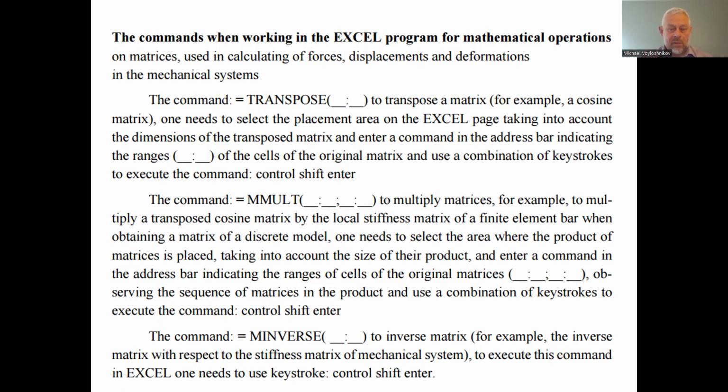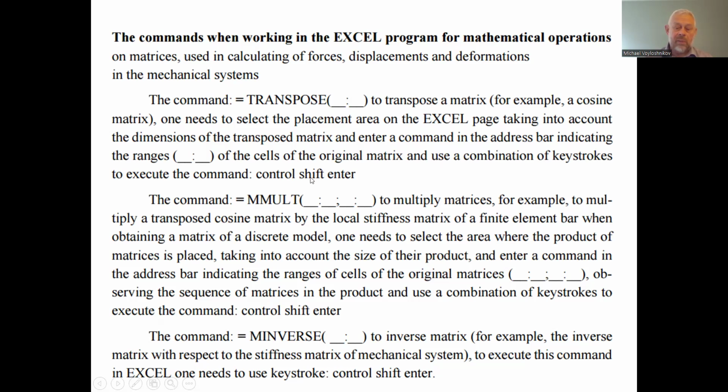Okay, what Excel operations are widely used to process matrices and to decide the issues of mechanics? The command transpose in the Excel. In the Excel, we first dial the equality sign, and next the command, and we can make a choice of the command in the panel of Excel and the parameter of the command. The transpose matrix, for example, the cosine matrix.